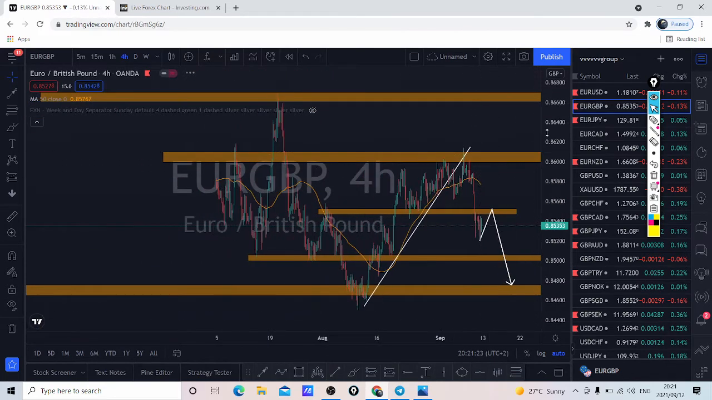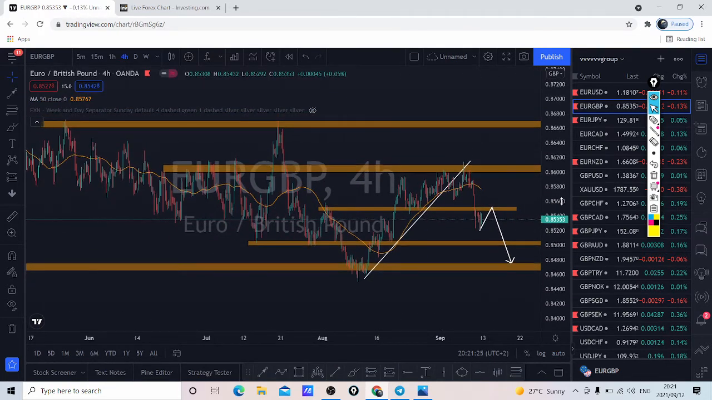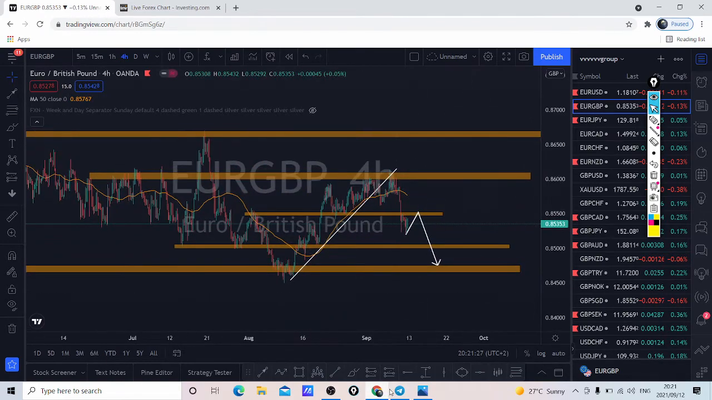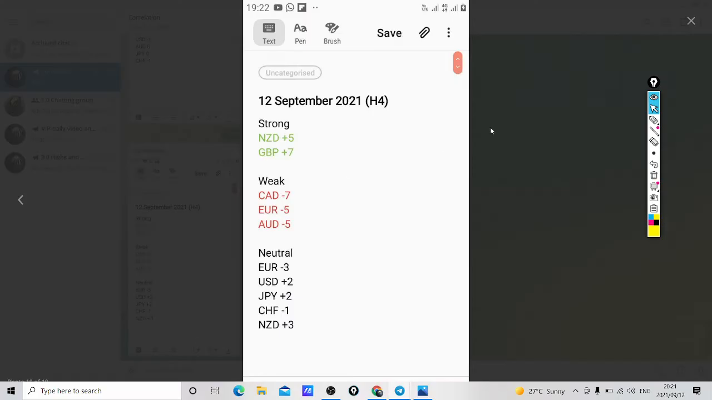Let's see what's happening here. Euro GBP, and let's look at our correlation numbers here. GBP, okay, let's use the black color.